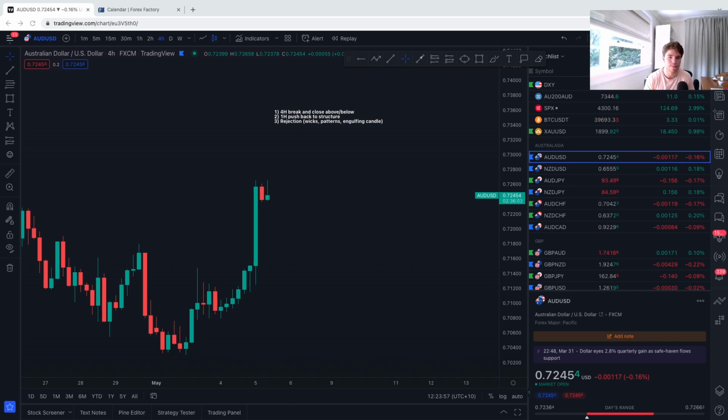We're going to simplify the process, wait for the 4H to break and close above or below structures, then we'll flip to our entry time frame, which is the 1 hour. Look for price to retest back to the key level, and then we want to see evidence that price is going to continue in the trend with rejections like wicks, patterns, and engulfing candles. And the only patterns I'll be looking at are double bottoms and double tops. Okay, so we'll keep it very simple.